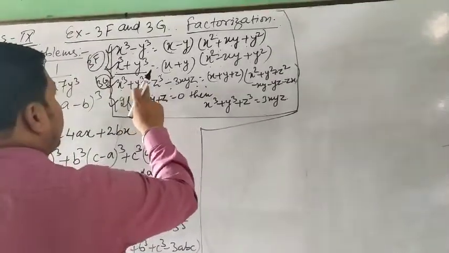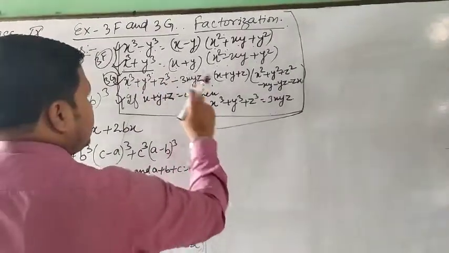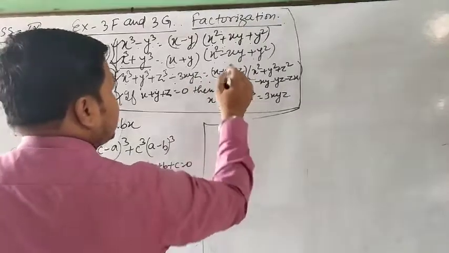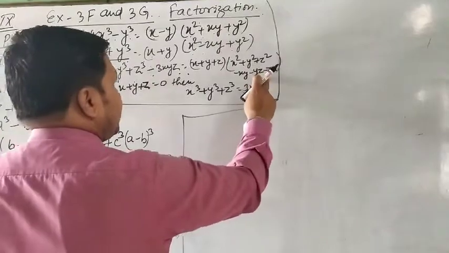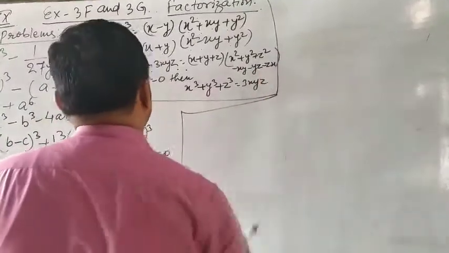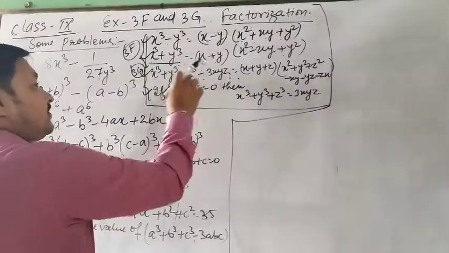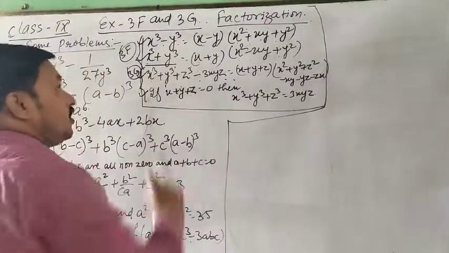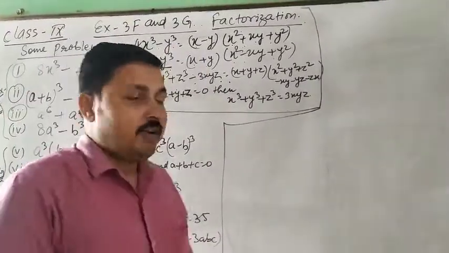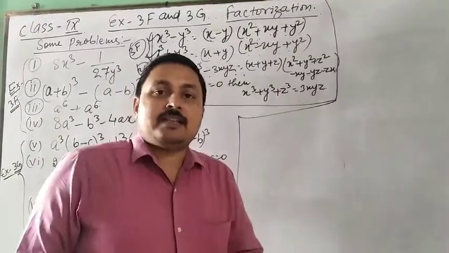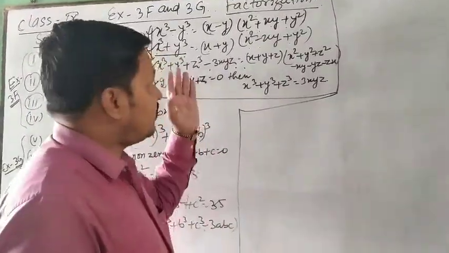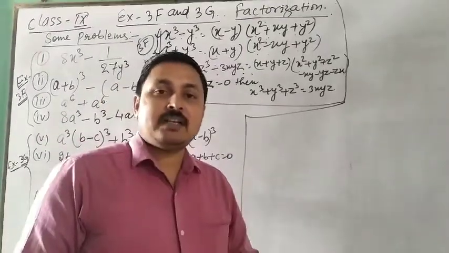So x cube plus y cube plus z cube minus 3xyz equals (x plus y plus z)(x square plus y square plus z square minus xy minus yz minus zx). This formula has a derivation and this formula also has a derivation, but when we meet together in the classes, then I should derive these formulas.